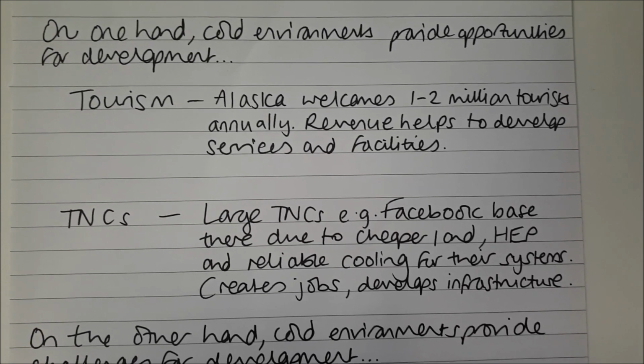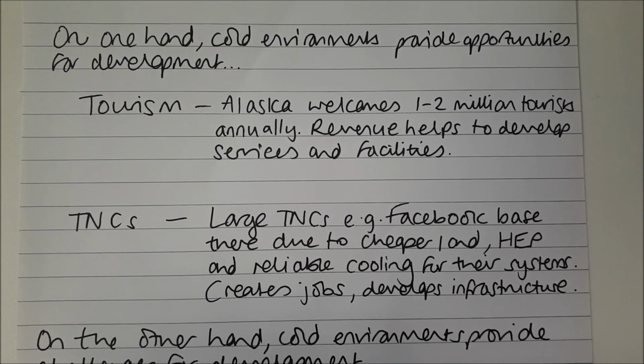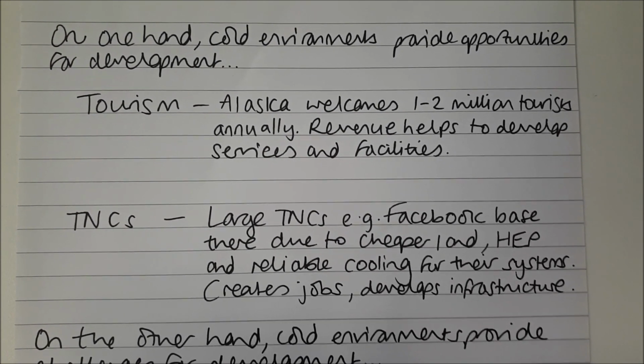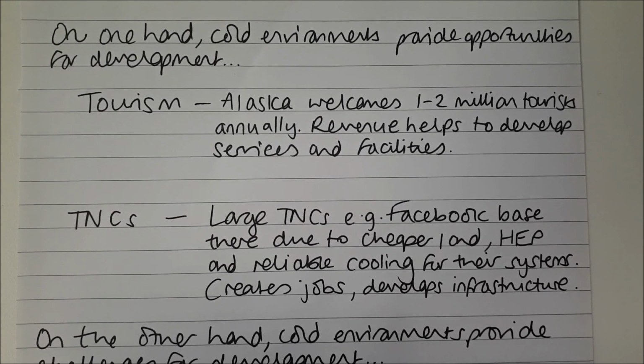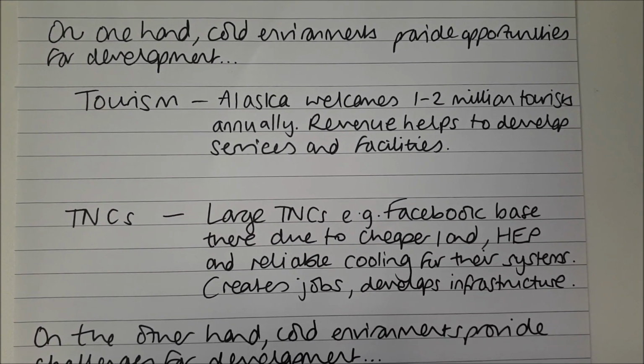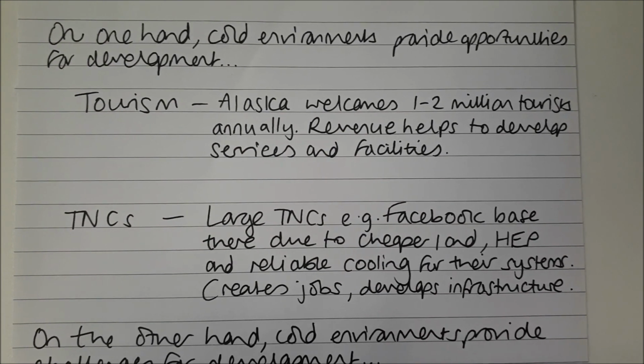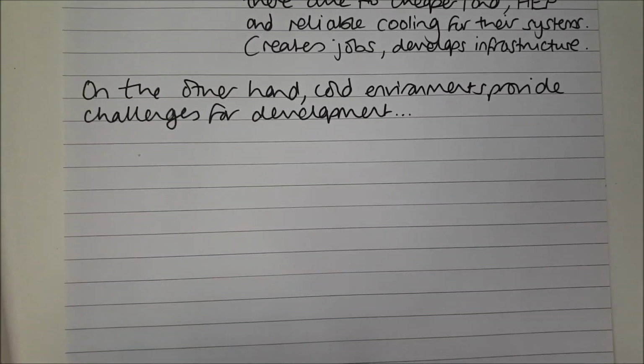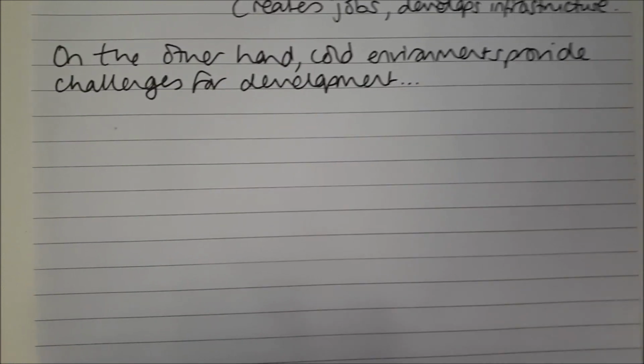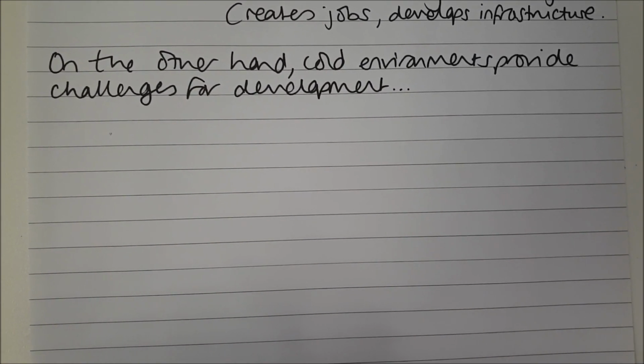It might be that the TNC actually wants a particular type of transport. They might develop roads, they might develop a local airport, and all of that will go to help develop the area as a whole. So what about, on the other hand, cold environments provide challenges for development?